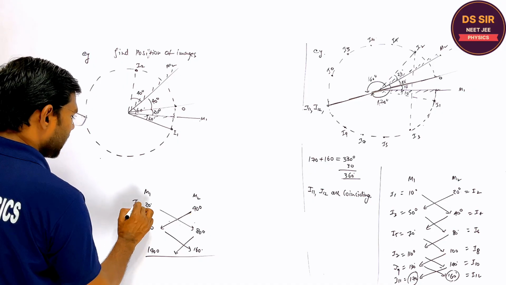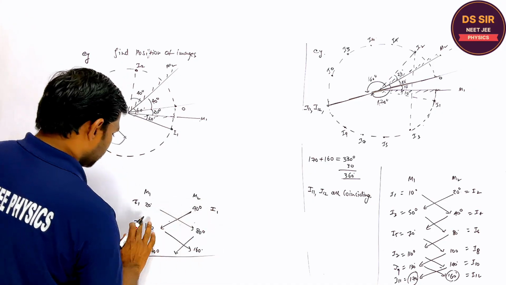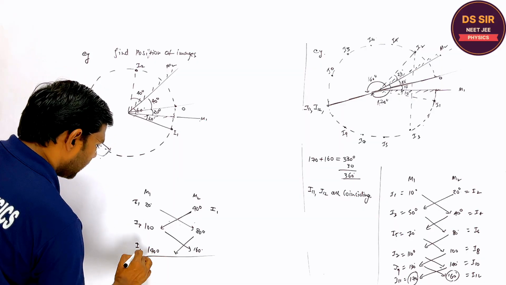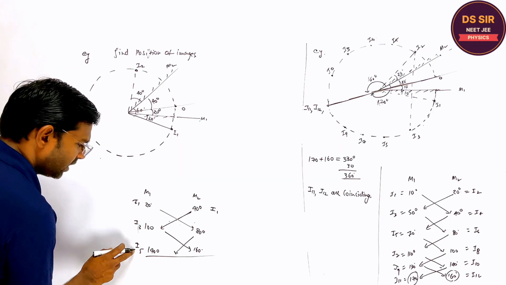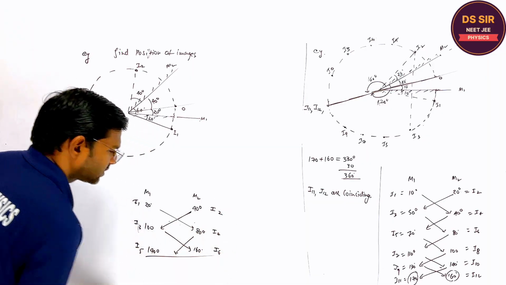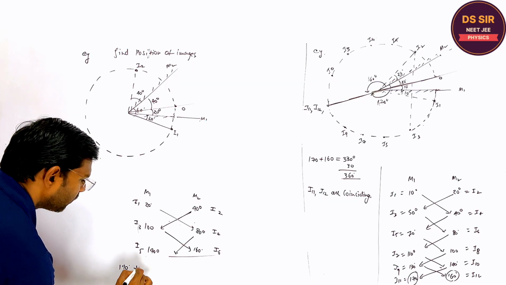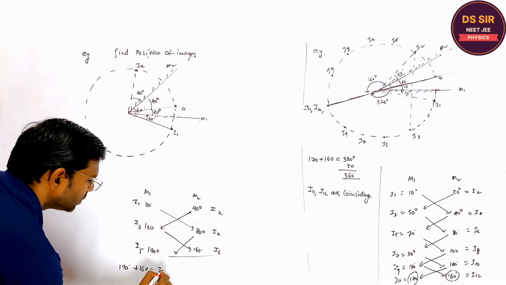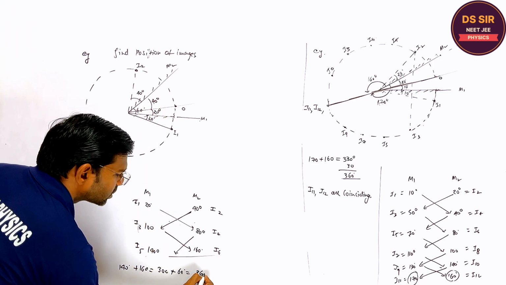So the images I1, I2 and I3. This is I1, I3 and I5, the images formed by the M1. This is I2, I4 and this is the I6. Listen one thing. If you add 140 plus 160, it is equal to how much? 300, right? 300 plus the angle between them, 60 degree, so this is 360 degree.